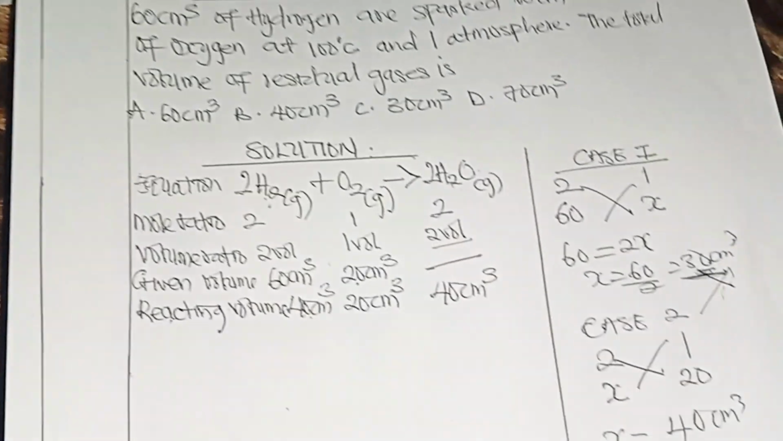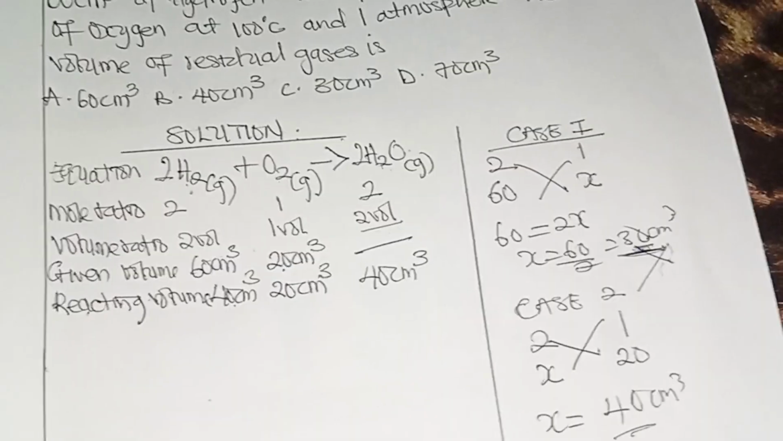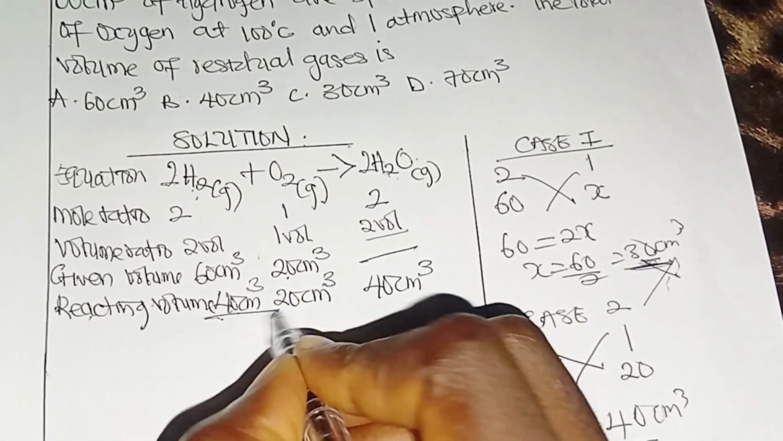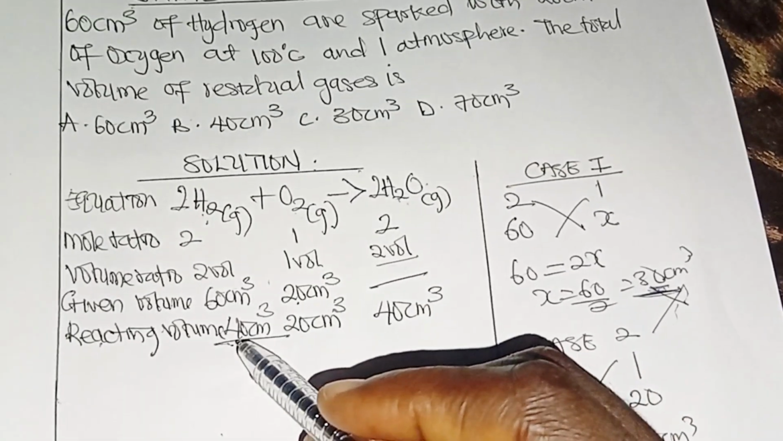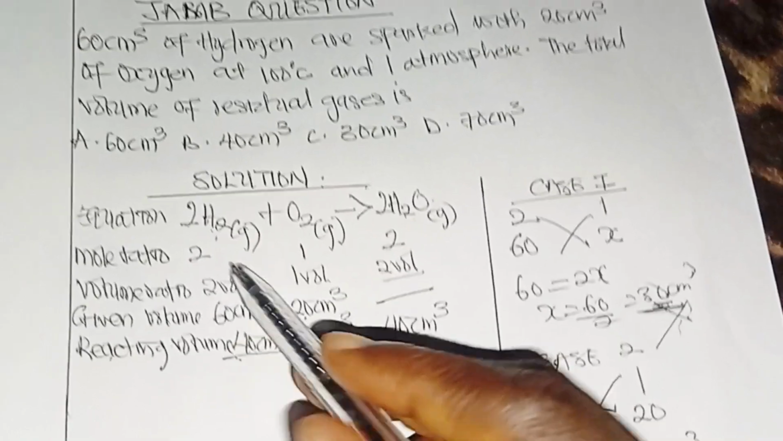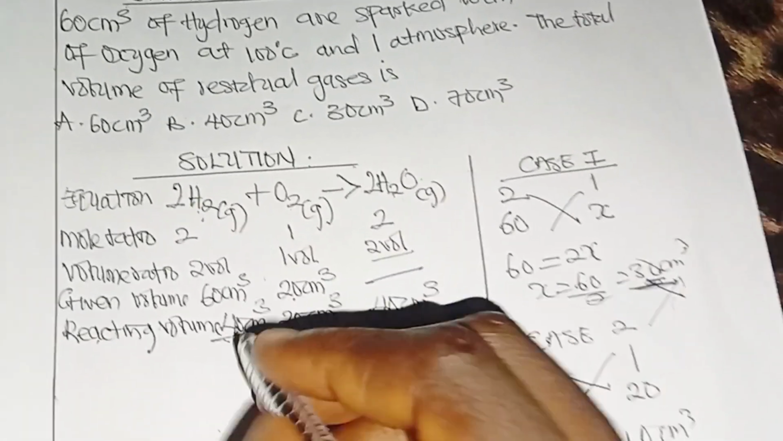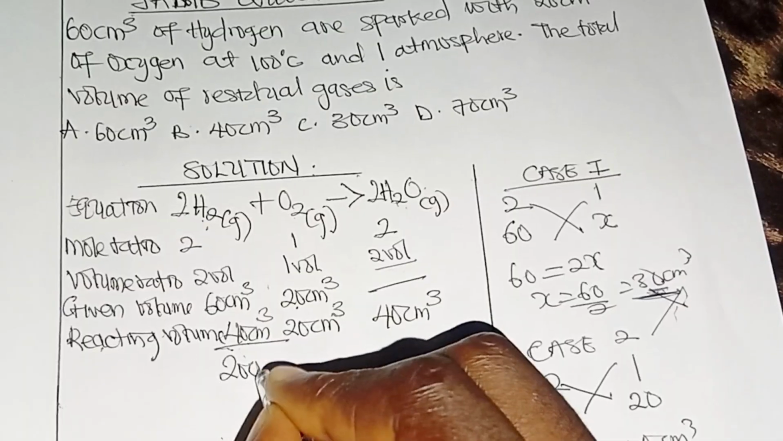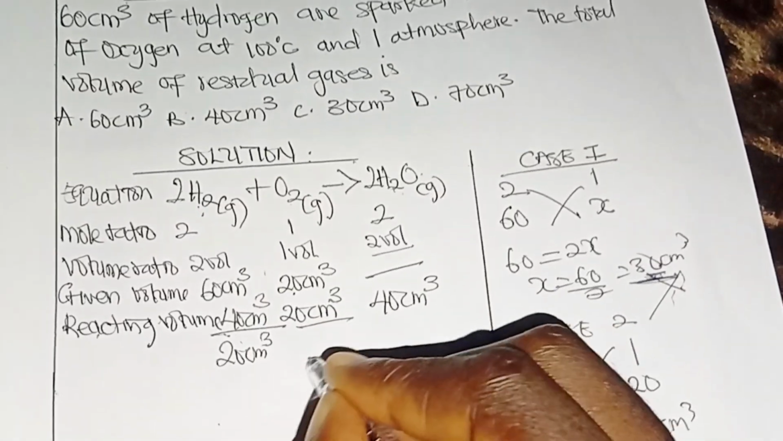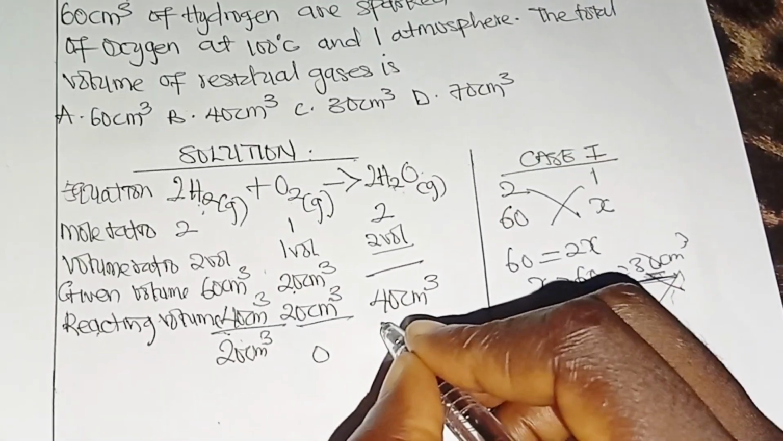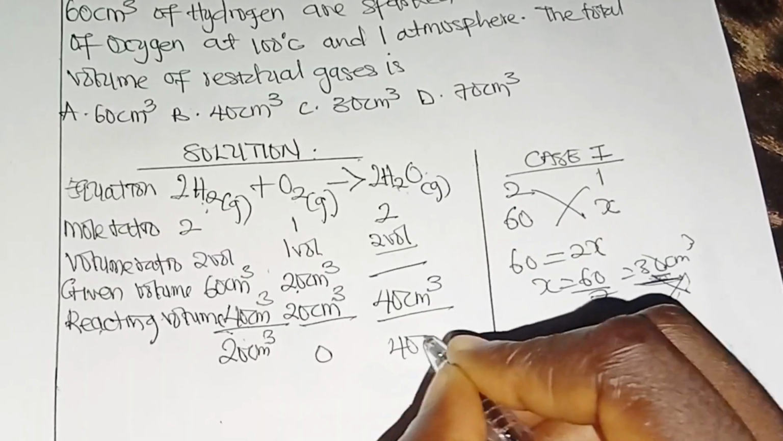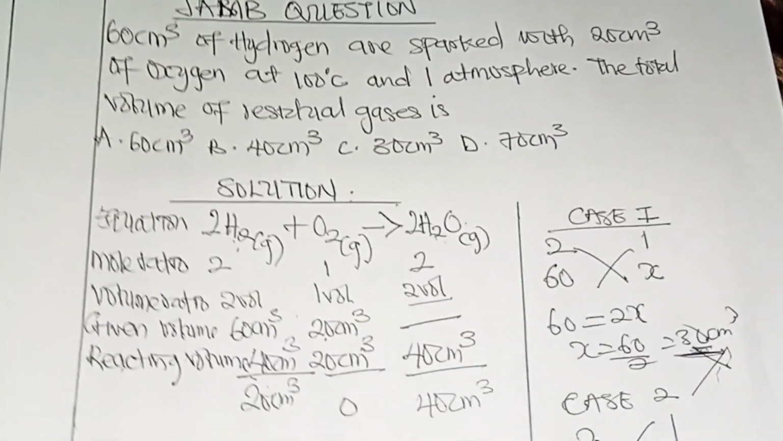Okay? Now, if 40 cm cube of hydrogen will react, what's the leftover gas? 60 minus 40 to give me 20 cm cube. Here I will have 0 because all of it will react. And for the products, we have what? 40 cm cube. Now let's go back to the question.